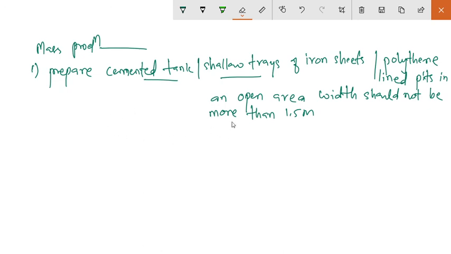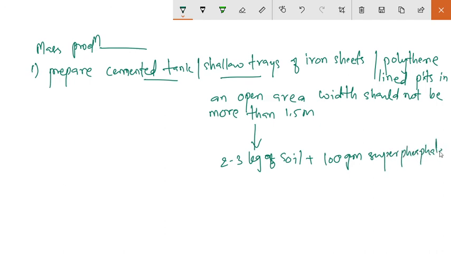These pits are in an open area. But the width of the tank should not be more than 1.5 meter. Then transfer 2 to 3 kg of soil plus 100 gram superphosphate plus water in the pit, up to about 10 centimeter height. And mix lime to adjust pH.